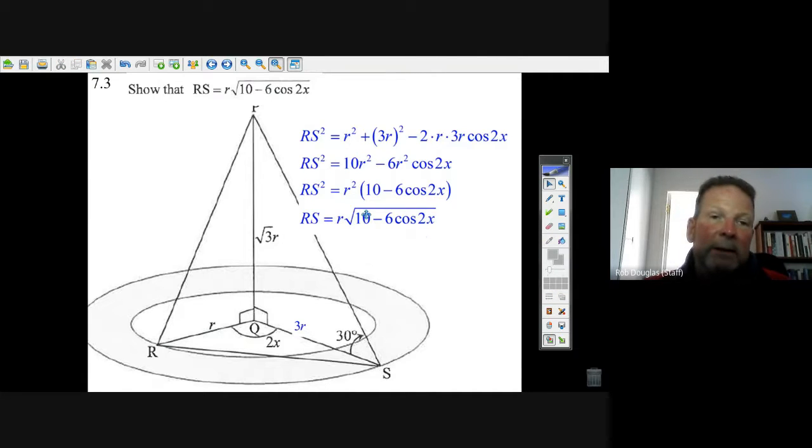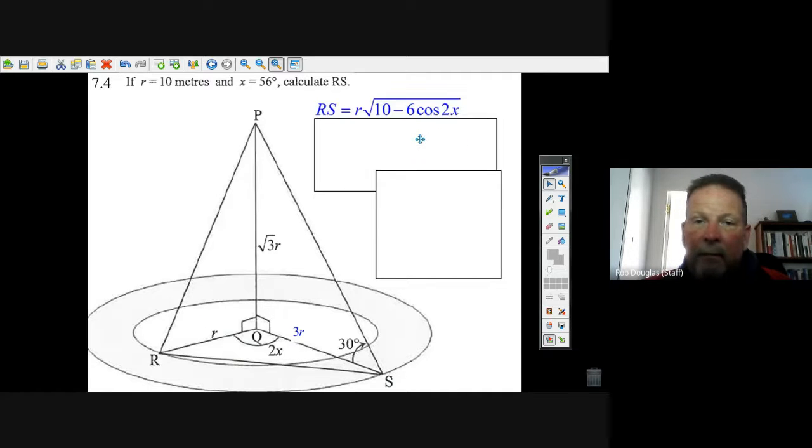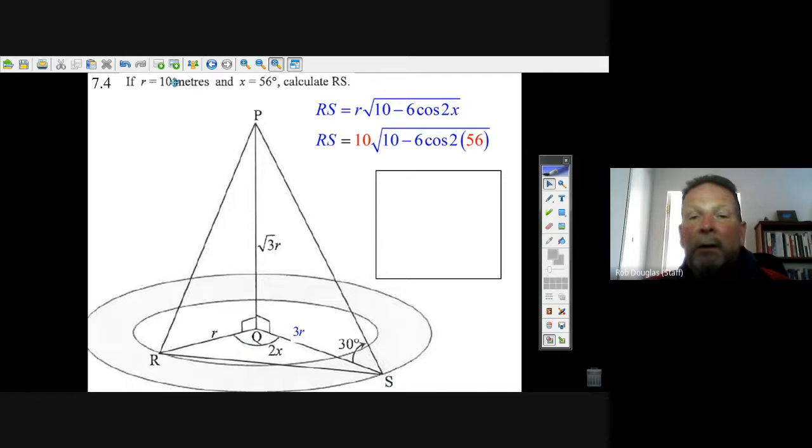So that's it. Let's try 7.4. Now, 7.4, it's even easier because they said, now that we've got a formula for RS, just take 10 and put it in for little r, and take 56 degrees and put it in for 2x, and see what happens. Well, that's all I've done, and I've shown it in red here. Instead of r, I put in 10 meters. Instead of x, I put in 56 degrees.